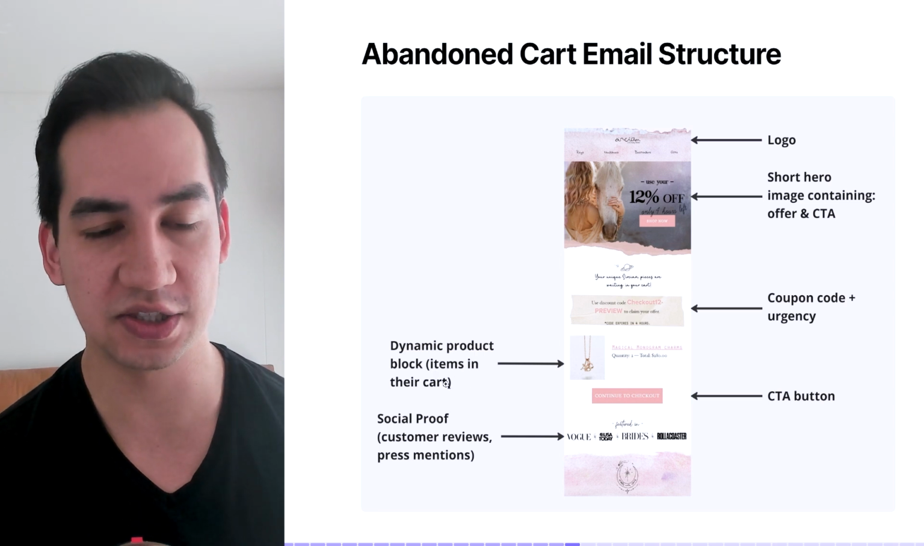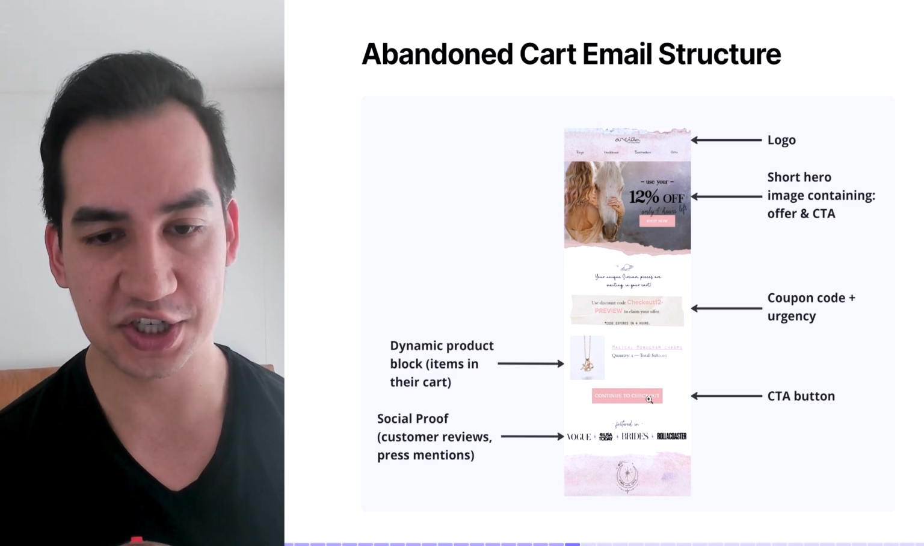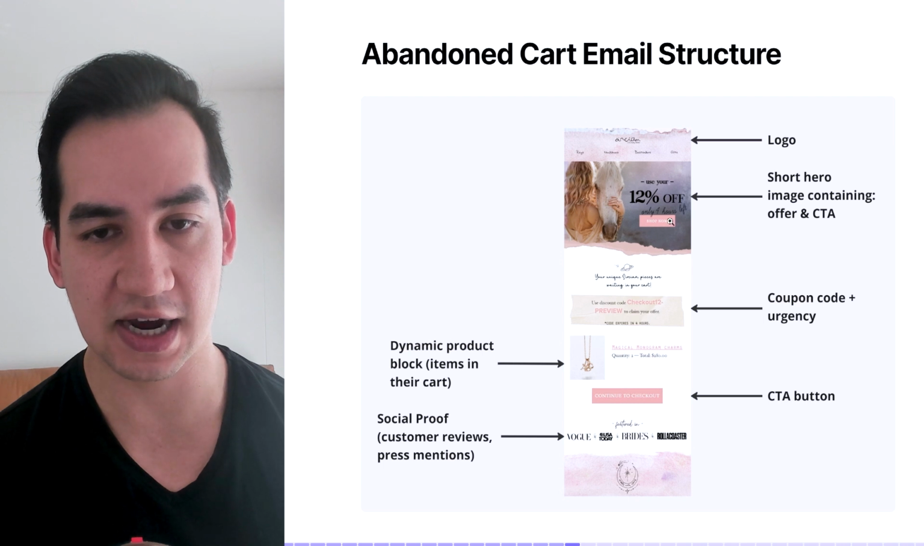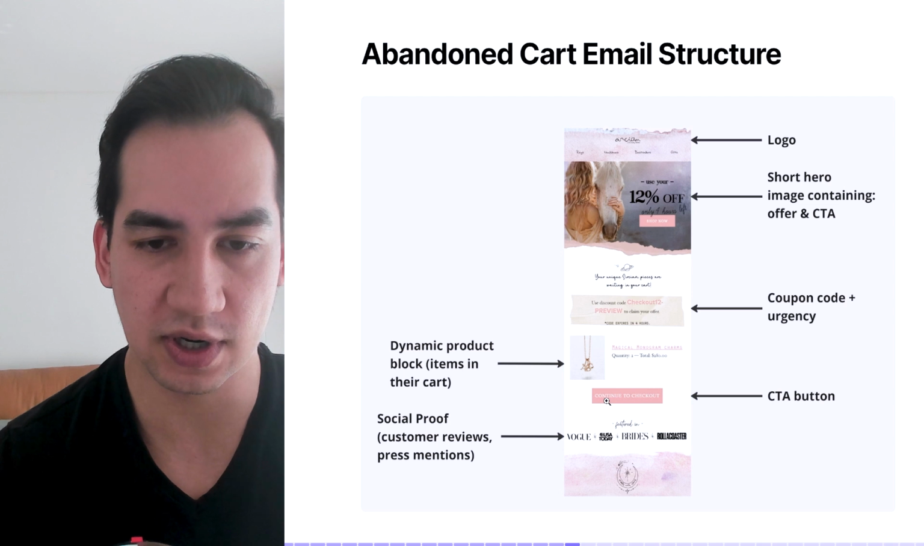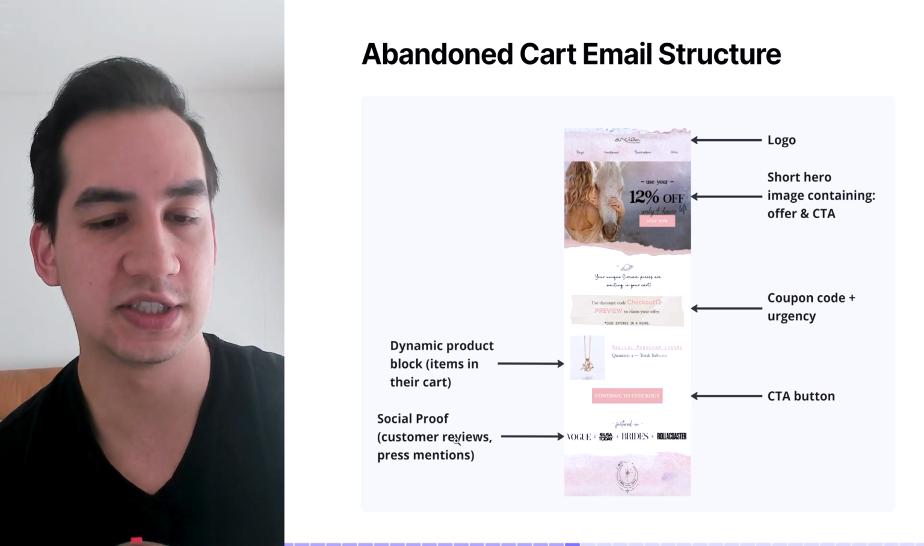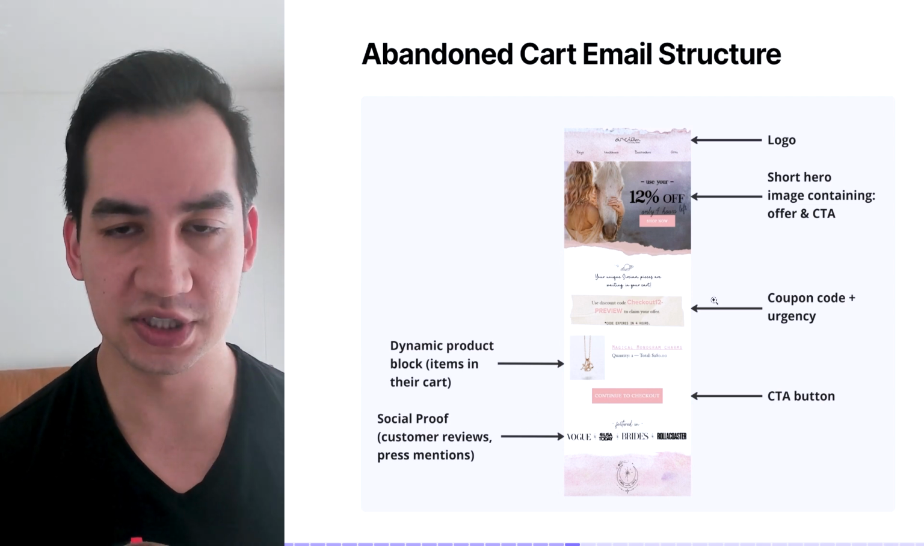Dynamic product block, right? So these are going to be the items in their cart. Call to action button down here. So ideally, you're going to have one call to action button at the top and then one down here below the dynamic product block. Social proof, all right? So this is going to be your customer reviews, press mentions, etc.